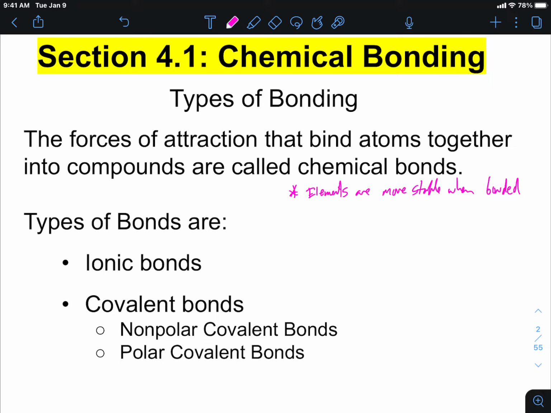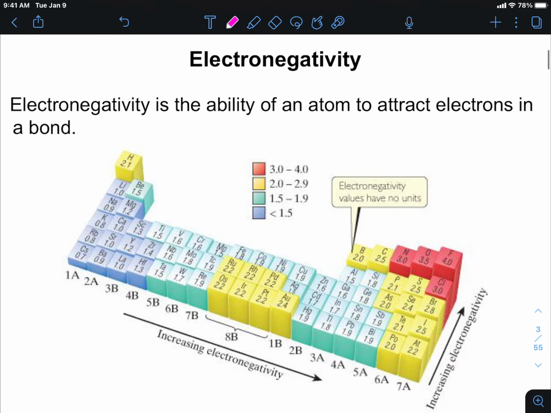So we'll talk about the different types of bonds. We have ionic bonds, we have covalent bonds, which fall into two categories. Okay. So first we need to talk about this concept. Electronegativity. The definition of electronegativity is the ability of an atom to attract electrons in a bond. So electronegativity values are given to you here in this diagram, but they're also given to you on your periodic table.